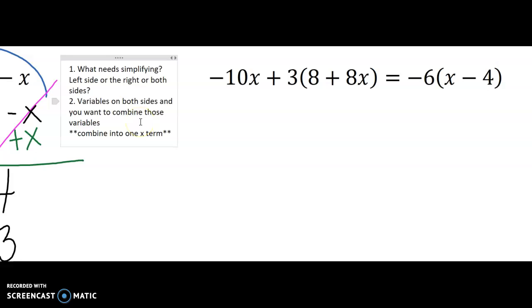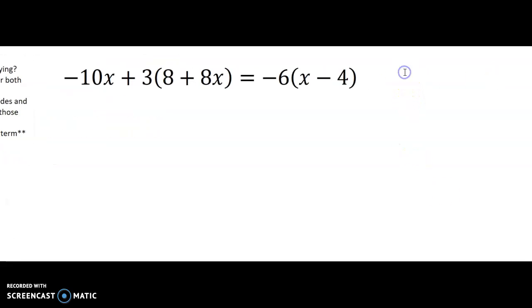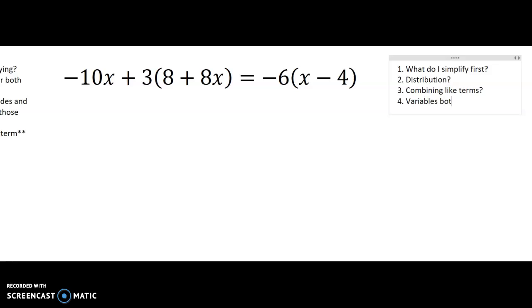Do you have to distribute? Do you have to combine like terms? So if I were to make a checklist just to make sure that I know what I'm doing, first I would say, what do I simplify first? You want to start with distribution. You want to say, is there any distribution? Then you want to say, is there any combining like terms? And then you also want to say, are there variables on both sides that you need to make into one?